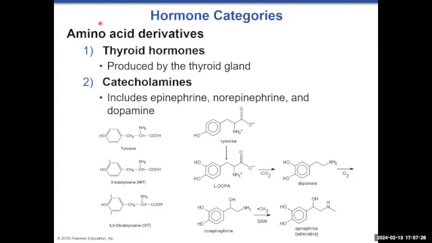When we talk about specifically the ones that are just made up of amino acids, not the long chain proteins, you have the thyroid hormones, T3 and T4, which is one category. And then you have the catecholamines. Some examples of the catecholamines include epinephrine, norepinephrine, and dopamine. These amino acid derivatives need a receptor on the surface of your cell in order to exert their effect.